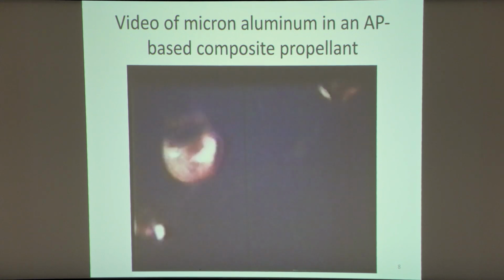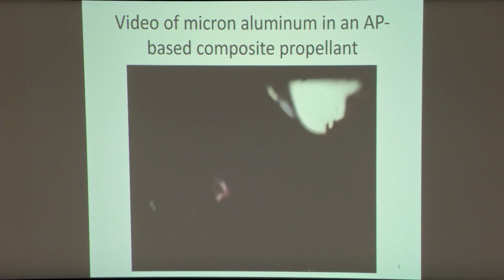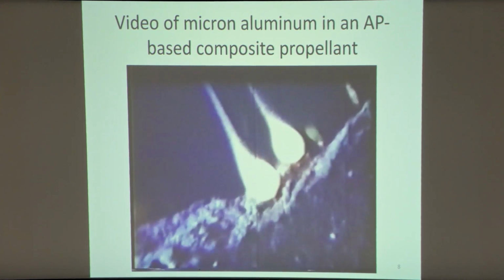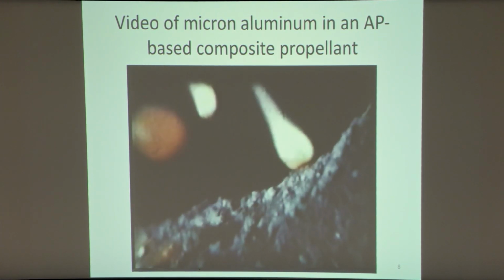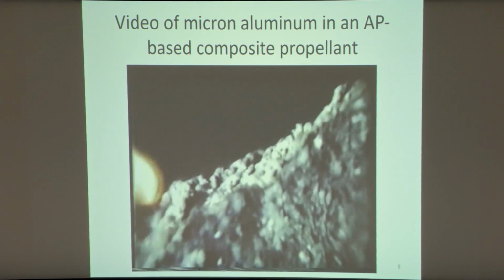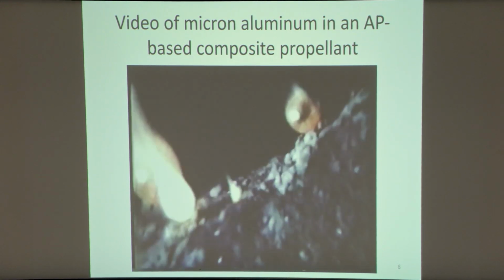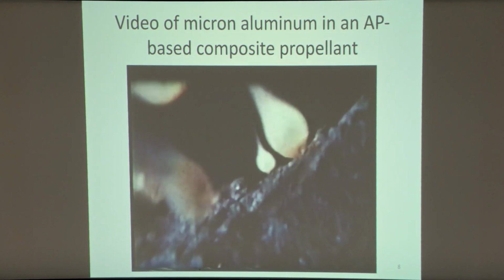So you can see the aluminum coming out of the surface. It resides near the surface for a while, and then it leaves the surface. The other thing you notice, if I play it again, you'll see carbon layers also coming off of the surface. So some of the binder is not being completely oxidized. There was a chunk that just went off.